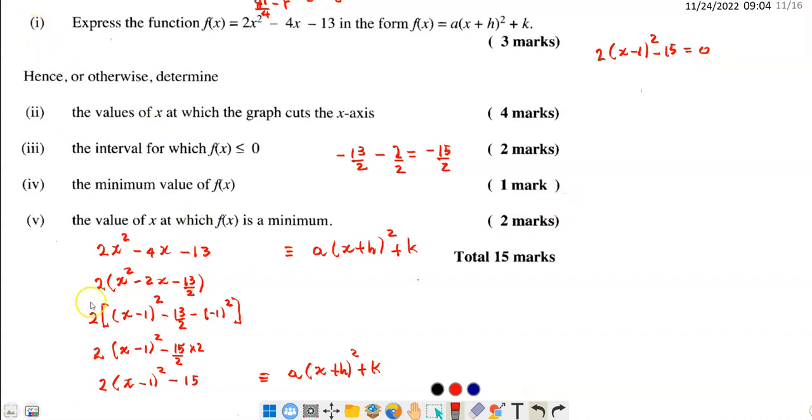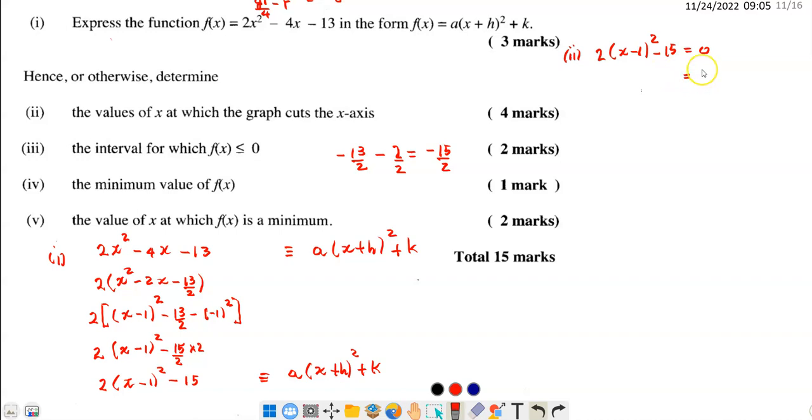So bear in mind this is part 1 that we have worked out. This is part 2, which is what they're asking you to do. Where it cuts the x-axis, f of x would equal 0. So we just solve for x from here.